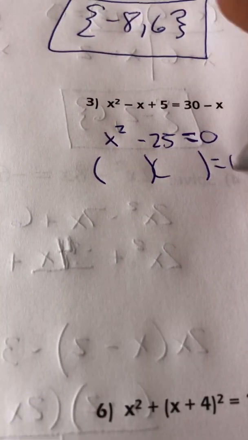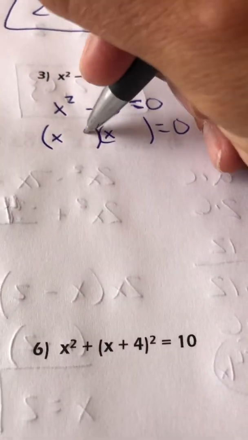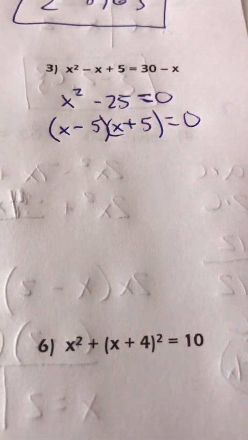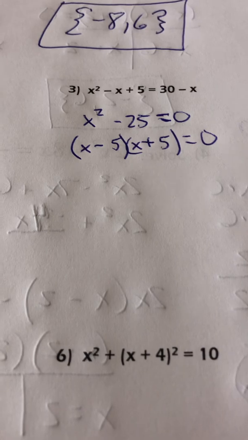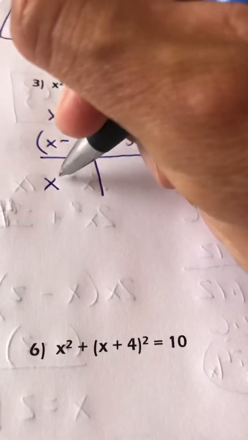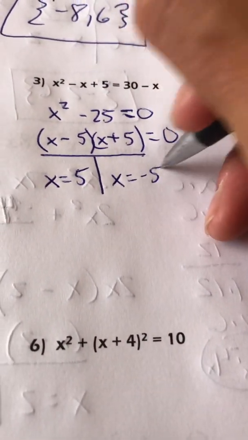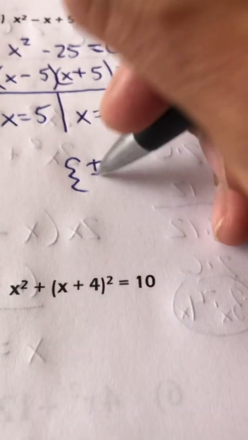I then have two sets of parentheses, and I factor this by difference of perfect squares. x and x, 5 and 5. Signs must be opposite because we need a negative 25. If it was negative 5 times negative 5, it would be positive, or positive 5 times positive 5. And then here I get x is equal to 5, x is equal to negative 5. Another way that you could represent this answer would be in set brackets, just plus minus 5.